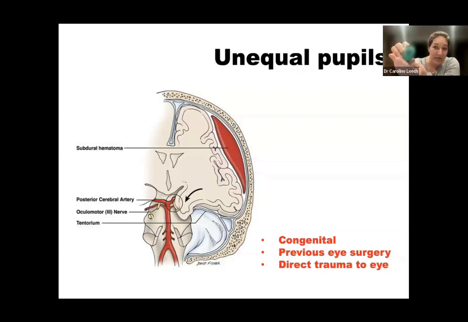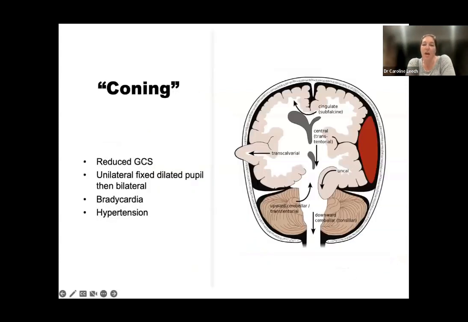And so just to emphasize the uncal herniation. There you go. Right, coning. So the pressure in the brain is rising. We've got a bleed on the brain, we've had our uncal herniation. Our GCS is going to be reduced because clearly, look, our brain's herniating through our skull. Our GCS is definitely going to be reduced. We've also got the unilateral fixed dilated pupil because of the uncal herniation and compression of the oculomotor nerve.